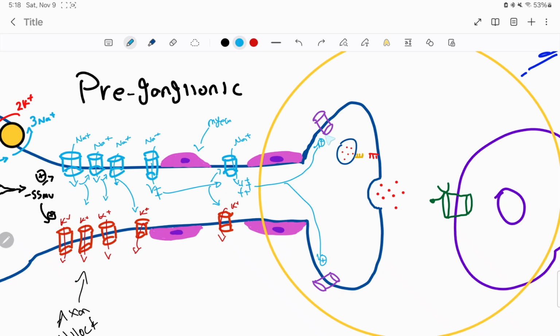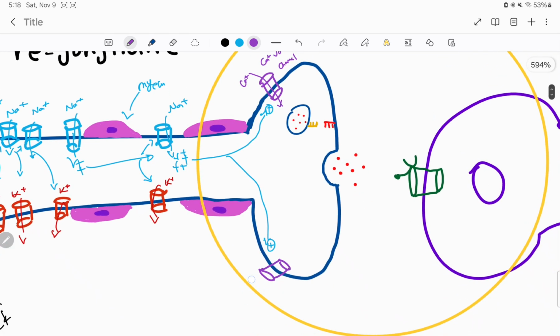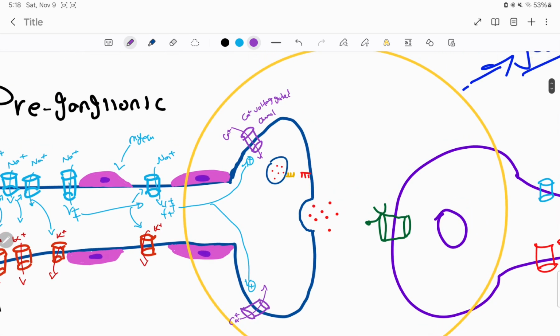They're going to come here and open up this calcium voltage-gated channel. It opens up at about negative 40, if you're curious. Here's the calcium voltage-gated channel, and the calcium is going to start coming into the cell. I'll draw it here as well. Calcium will start coming into the cell. Why does that matter? Why is it important that calcium comes in?